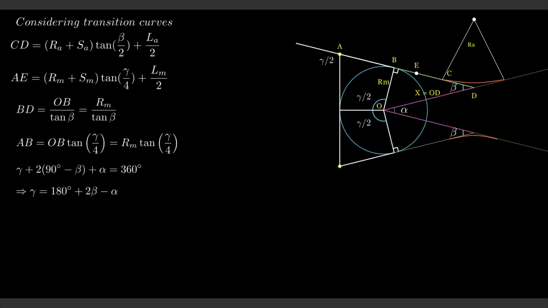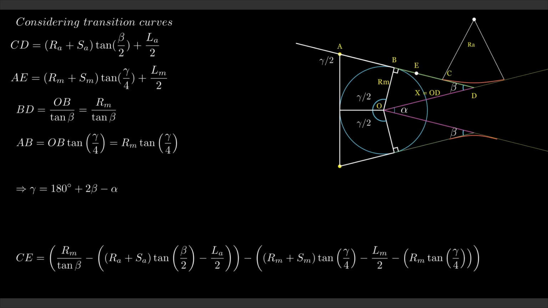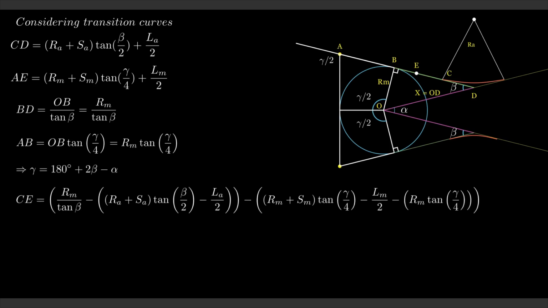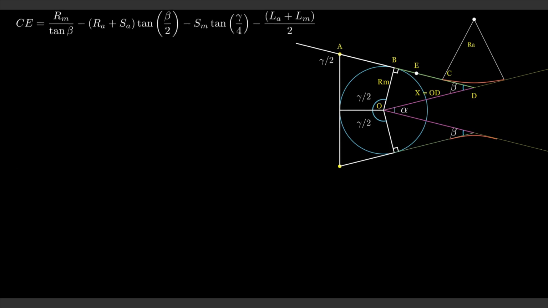CE can be expressed as BC minus BE, which we can break down further. All the variables are now known. Plug them in, simplify, and you will get the working equations. The CE value represents the straight portion between the approach and main curve. For design with transitions, CE can even be 0 since the transitions themselves provide the necessary smoothness, but it is up to the designer. Now solving this analytically for beta isn't practical.